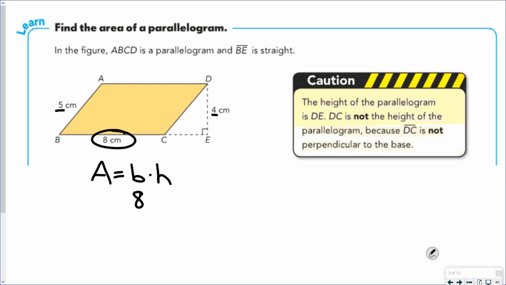And we choose our height the same way that we chose our height in the triangle. When you measure height, you need to go straight up and down. So in this case, we're going to use the 4 as our height. So we take 8 times 4 to give us 32 square centimeters.